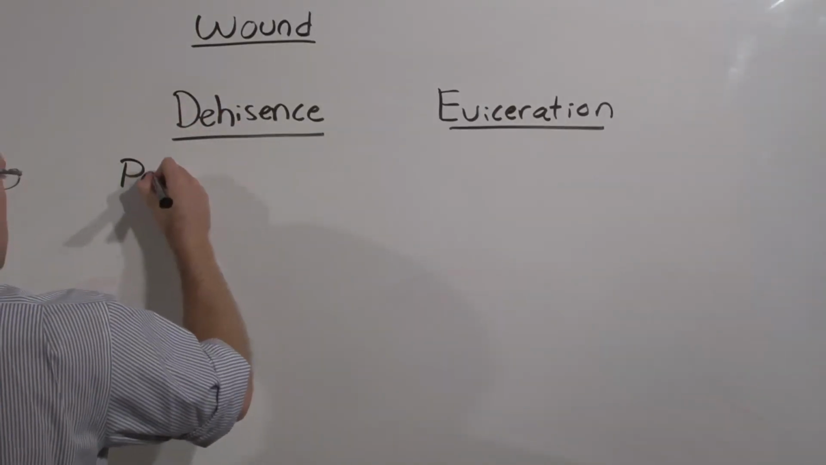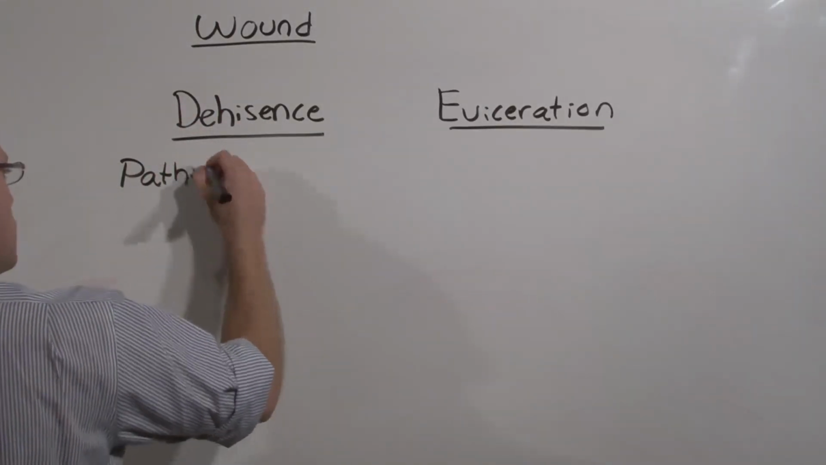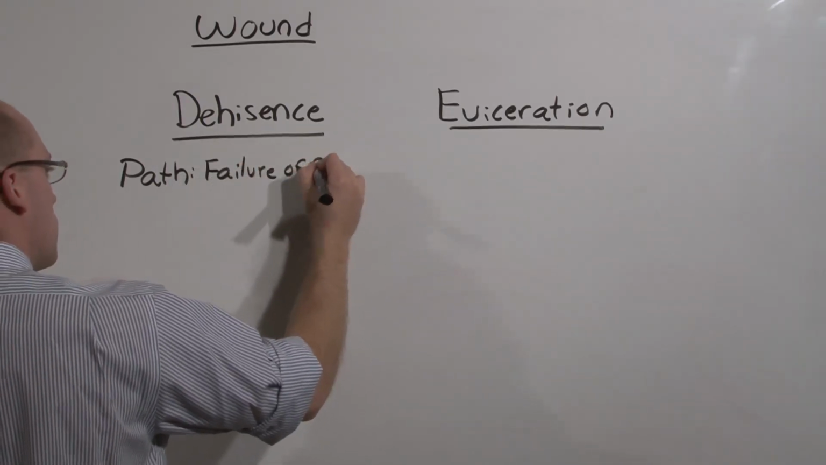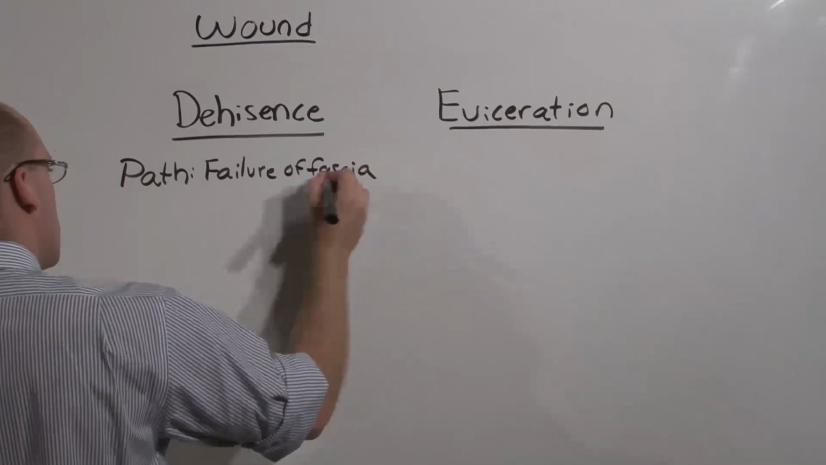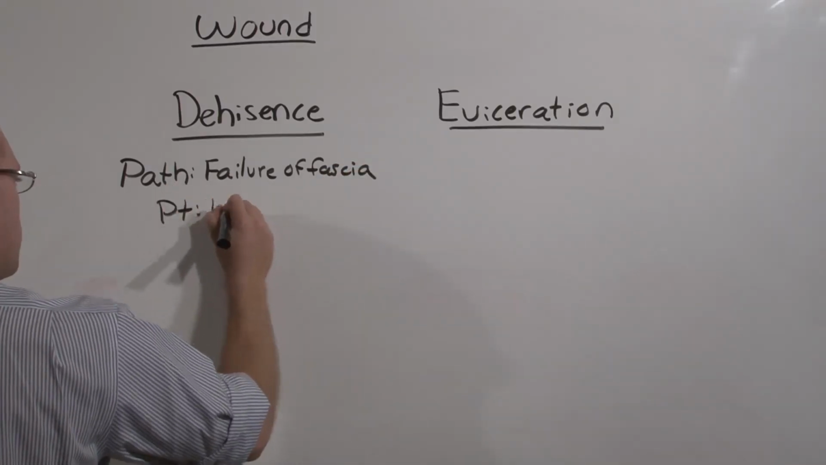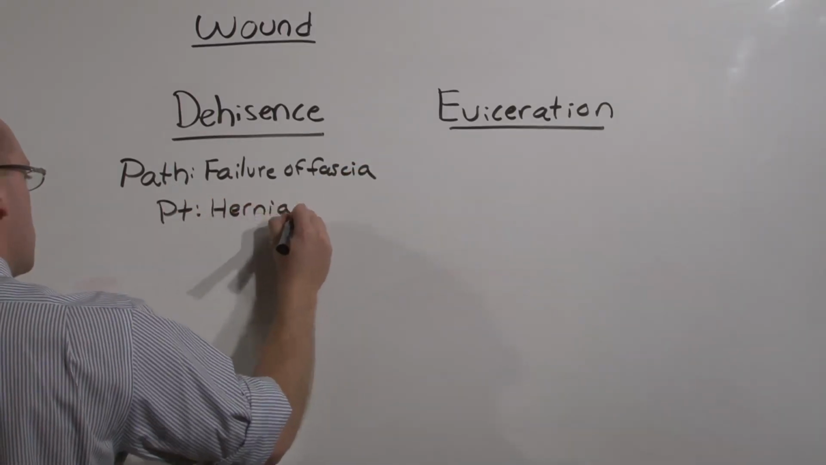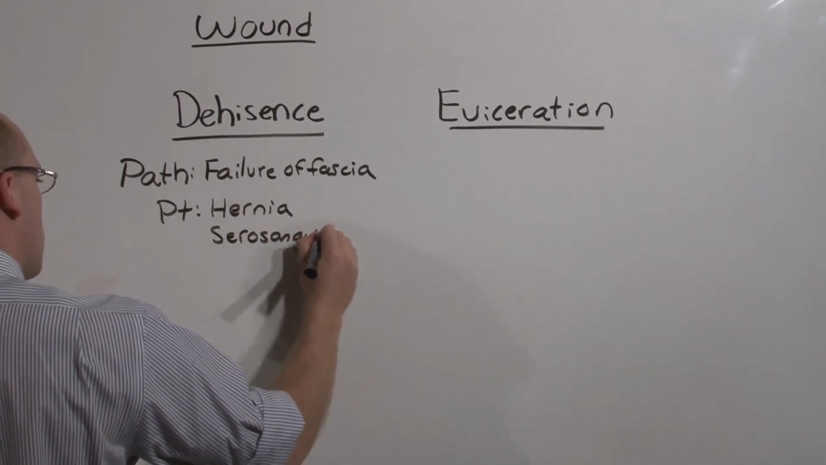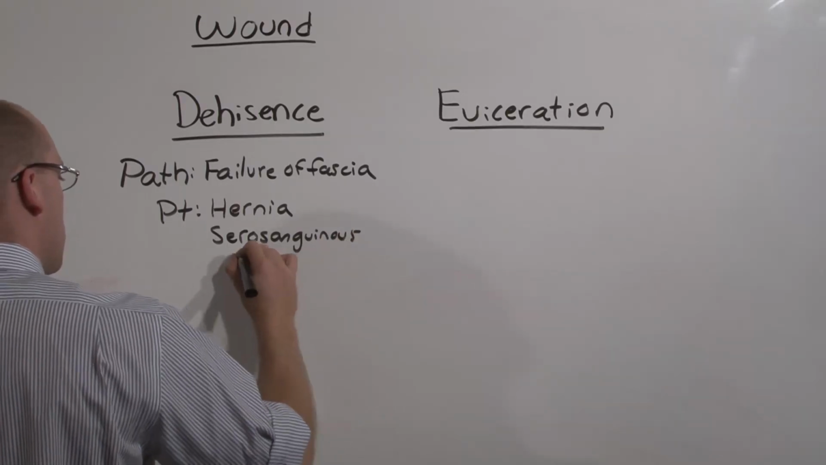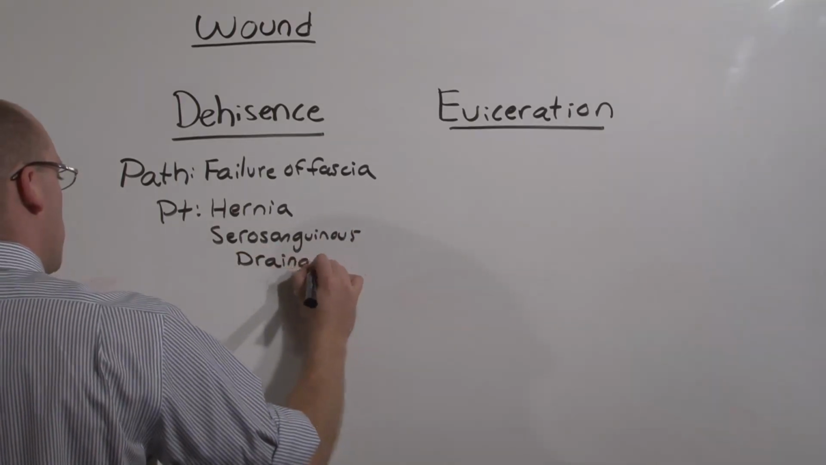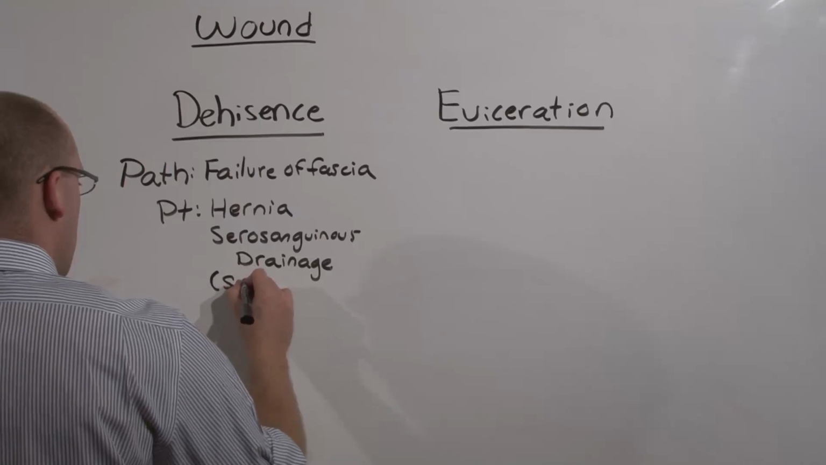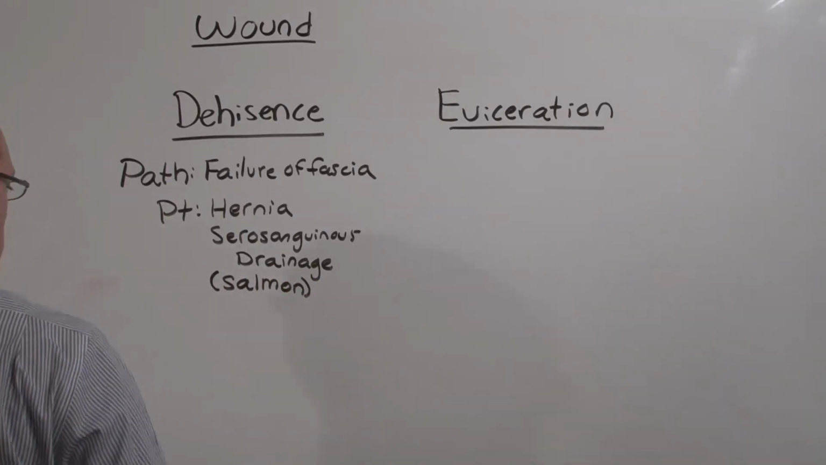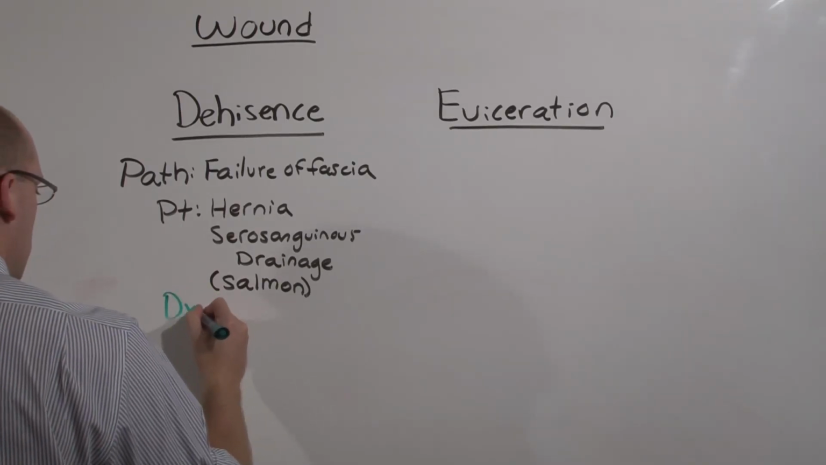In dehiscence, you have failure of the fascia only. This is going to lead to a hernia. And what you'll see is serosanguinous drainage. Pink on the dressing in the morning. Salmon colored. And really, this is just a clinical diagnosis.